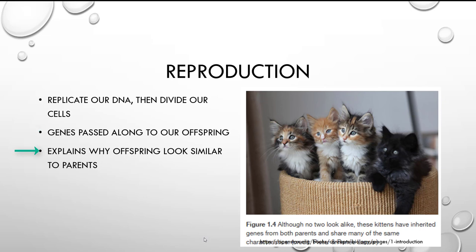Like for example, you can take a look at these kittens. They're so cute. And you can imagine that their parents probably look similar to them, right? They're probably cats. They probably have fuzzy ears and cute little noses, and they probably have blue eyes like these kittens have. So they're not dogs. The offspring look similar to their parents because the parents pass those genes, their DNA, on to their offspring through reproduction.